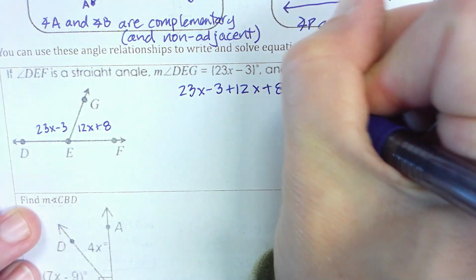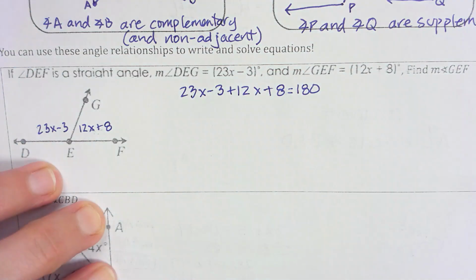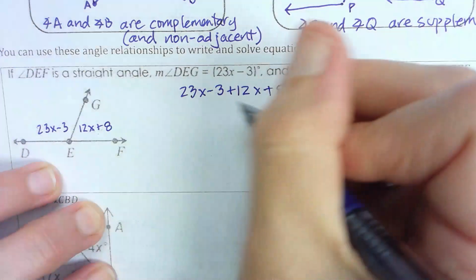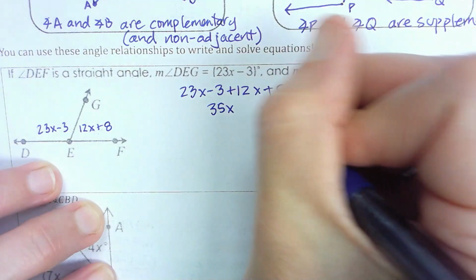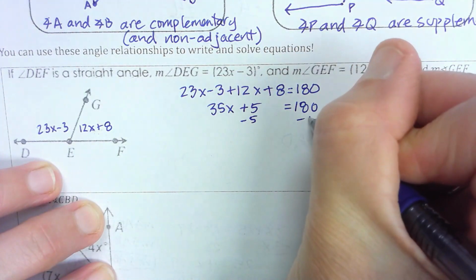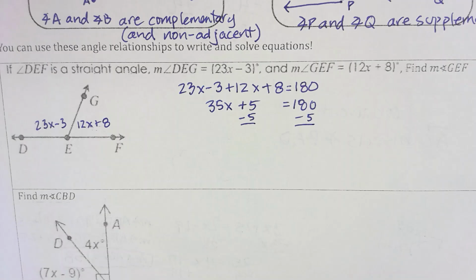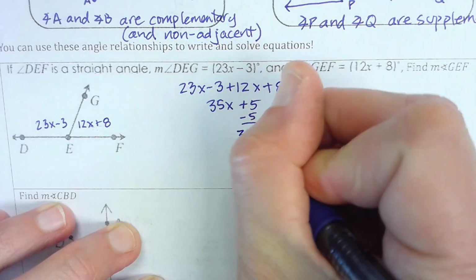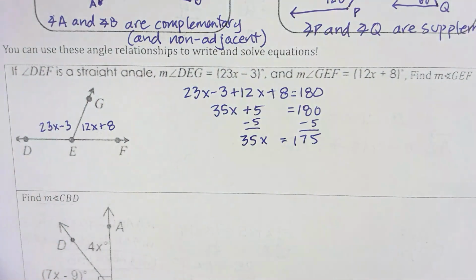So again, this is the tough part about geometry, is we got to write our own equations and then solve them. Okay, so 23 plus 12 is 35x. Combine like terms, plus 5 equals 180. Subtract 5 from both sides. I don't like this. I messed something up. Plus 8. 35x equals 175. Pause for a second.